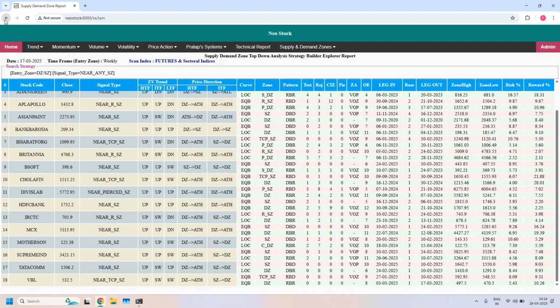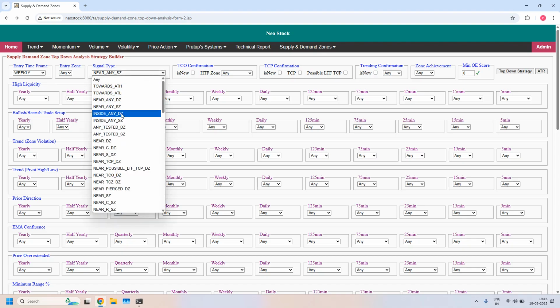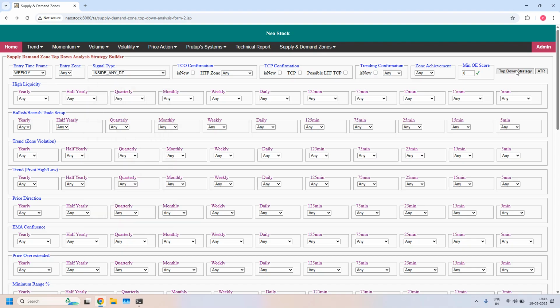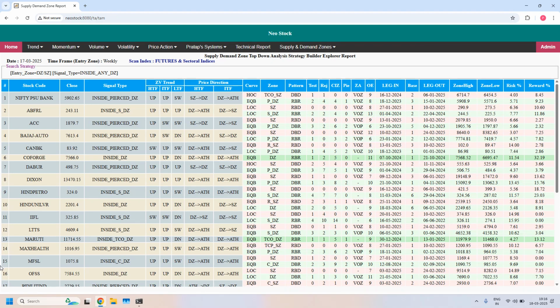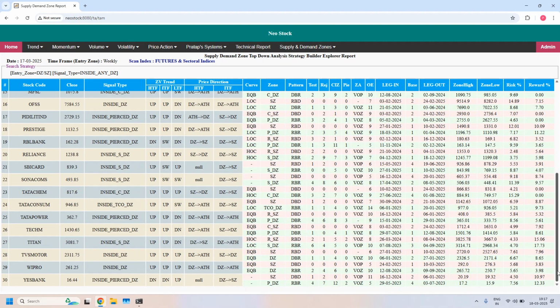Okay, next. Price closed inside the weekly demand zone. We got a big list. First 16 stocks in the list. Scrolling the list down. So total 30 stocks are filtered.